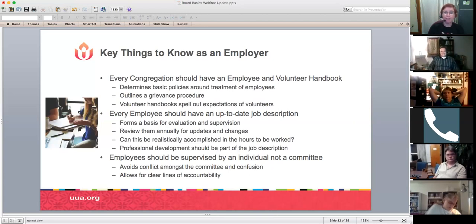This avoids conflict amongst the committee and confusion. If you have two committee members who cannot agree what the main focus of the employee is supposed to be, they're going to get into an argument, and the staff person is going to have no idea who they're supposed to be following. And it also allows for clear lines of accountability. If your DRE needs to be supervised by the RE committee, the chair should be the designated person. The personnel committee chair should be the designated person. So those are the things you might want to look at.